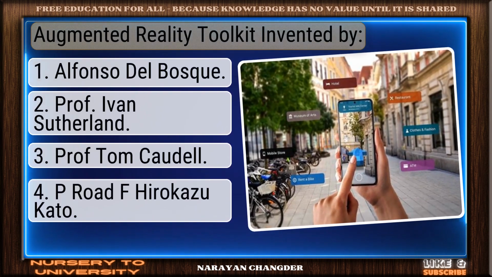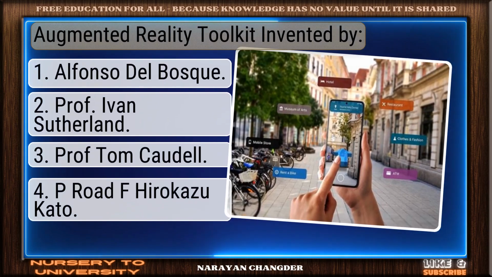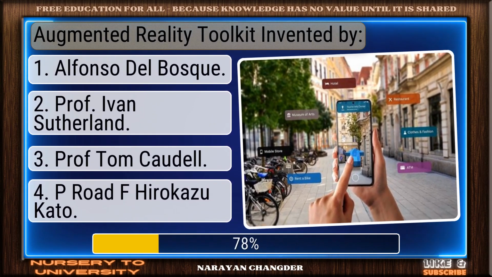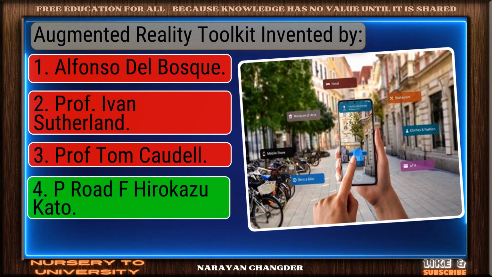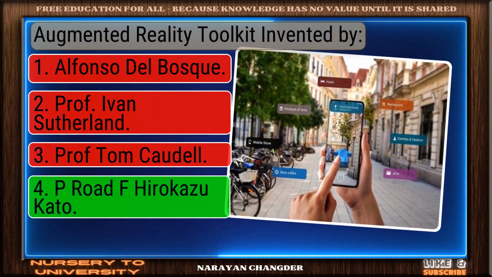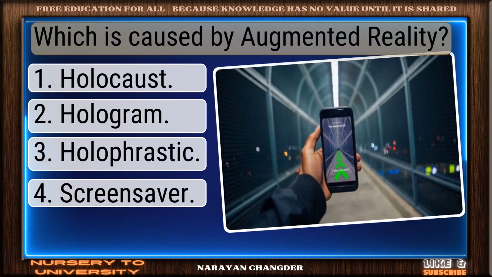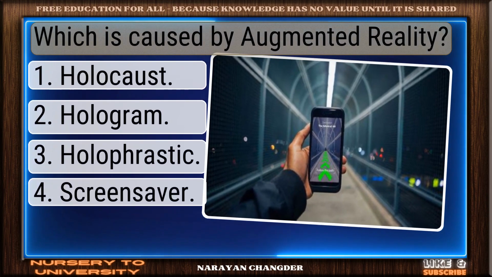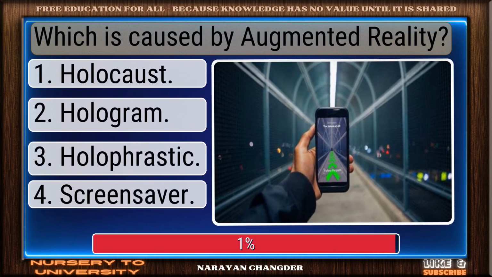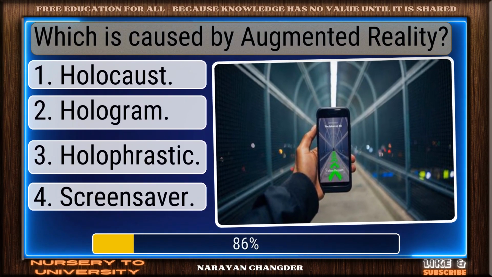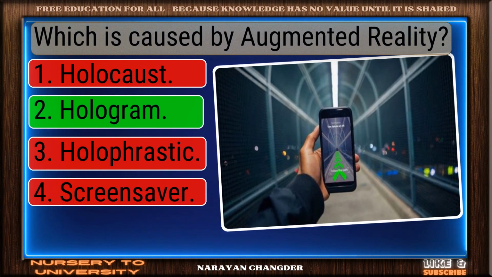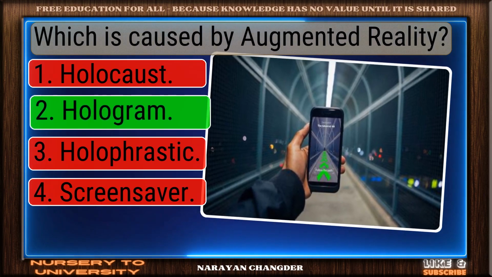Question number 69. Augmented reality toolkit invented by. Perfect. Professor Hirokazu Kato is the correct choice. Question number 70. Which is caused by augmented reality? Exactly. Hologram makes sense and it is the right choice.